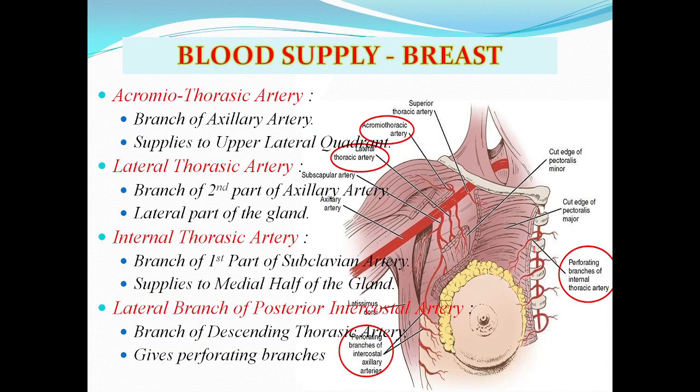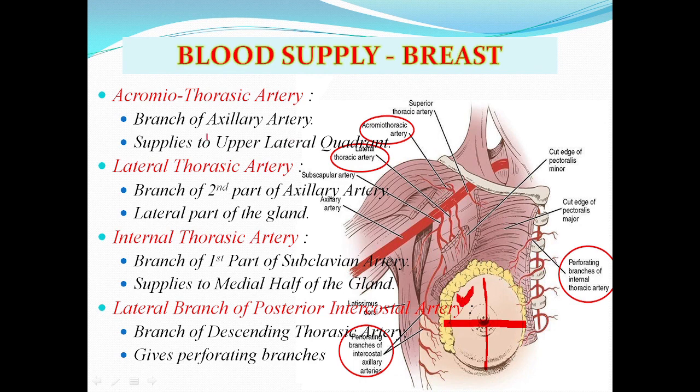And then coming to the blood supply to the mammary gland. When you talk about the blood supply to the mammary gland, you have the four different quadrants. Again, as the same, to understand, it supplies the upper lateral quadrant. So this is our upper lateral quadrant.